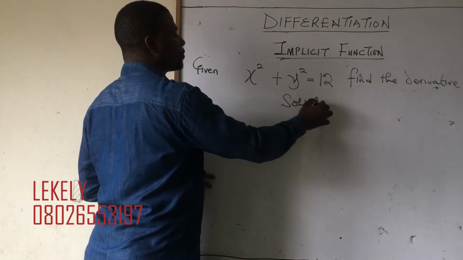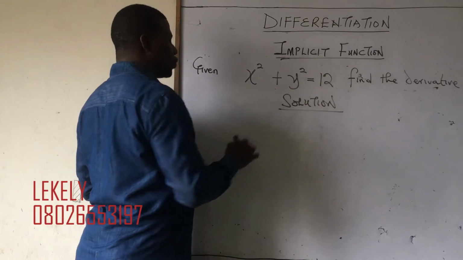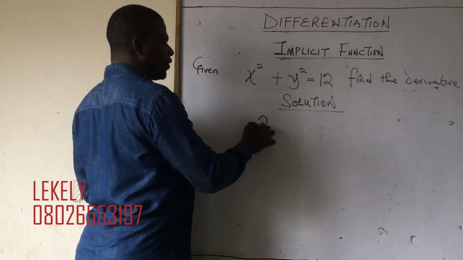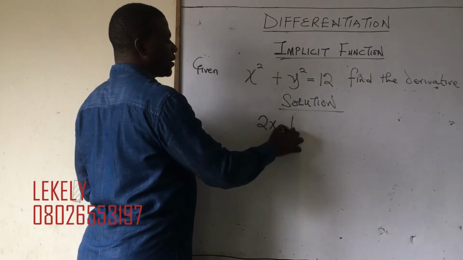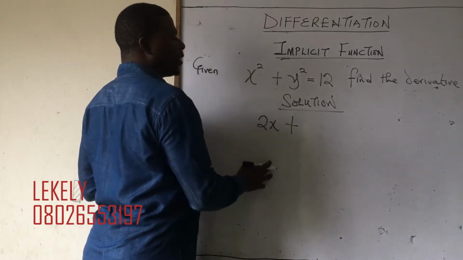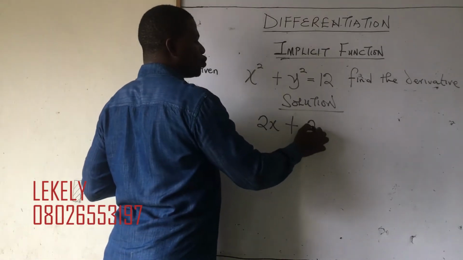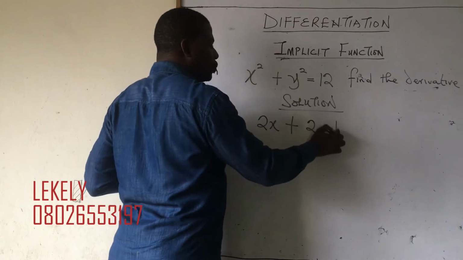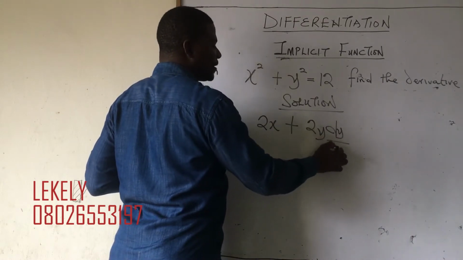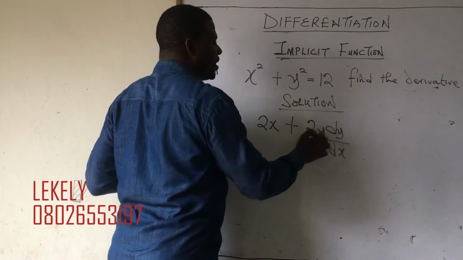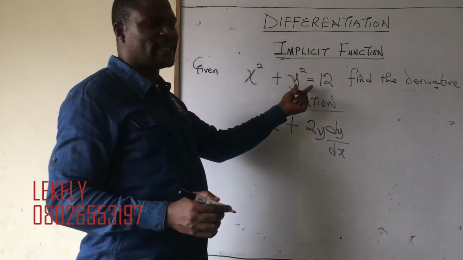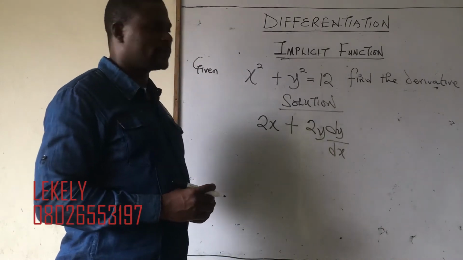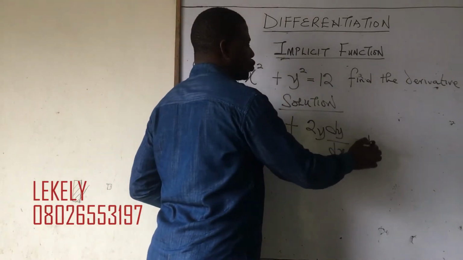Solution. So, this one is x squared. If you differentiate it, you have 2x. Plus this one is y squared. If you differentiate it, you have 2y. And because you are differentiating with respect to y, you put the dy/dx beside it. It's a must. Anytime you differentiate anything with y, you always put the dy/dx by the side. Equals 12.